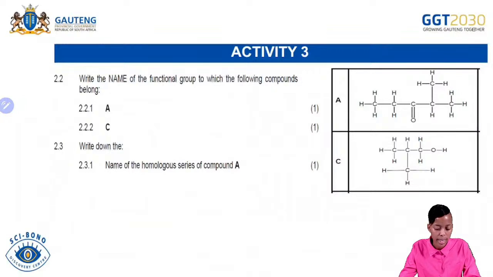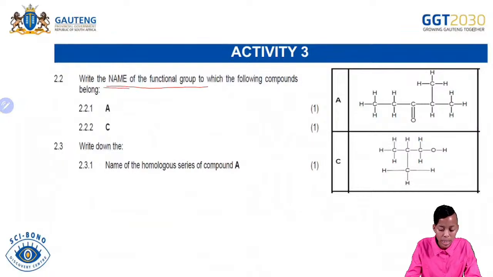2.2 says here, write down the name of the functional group to which the following compounds belong. So remember, learners, you need to read carefully. It did not say you must write down the homologous series. It said you must write down the name of the functional group. Remember the table that we did? The name of the functional group.